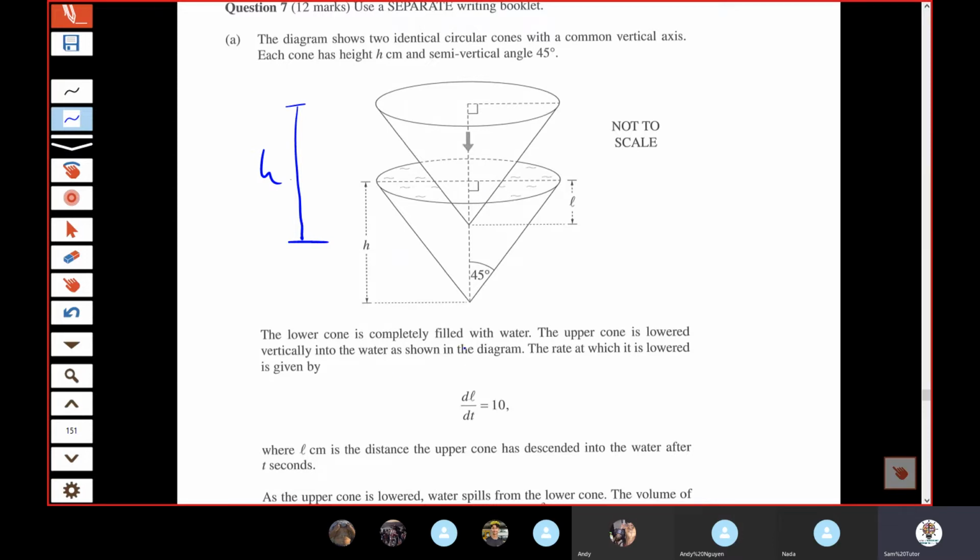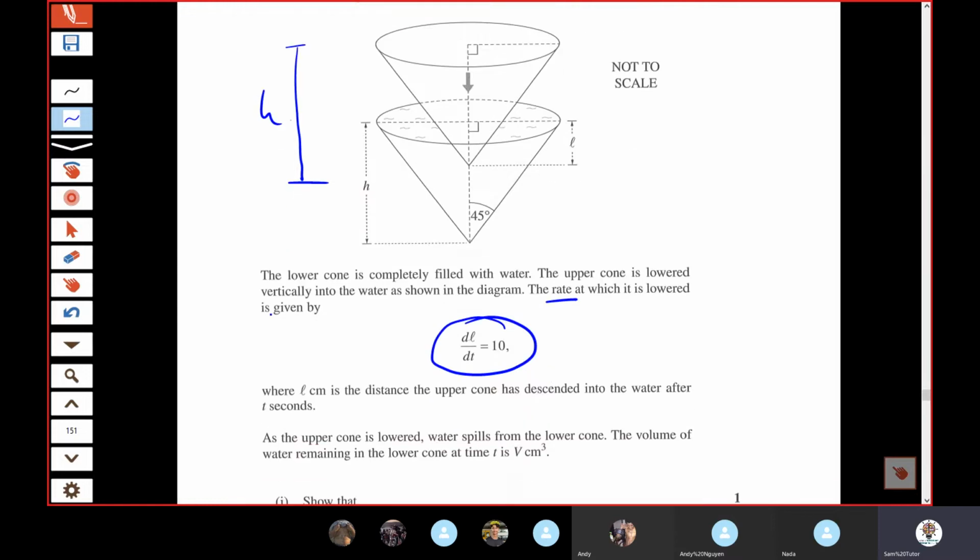The lower cone is completely filled with water, all the way. That's where you can see the little waves. The upper cone is lowered vertically into the water, and obviously what's going to happen? Water is going to spill out. The rate at which it is lowered is given by, that's a rate, differentiate, right? dL on dt is equal to 10, where L is the distance the upper cone has descended into the water after t seconds. 10, obviously you would say centimeters per second, for example.